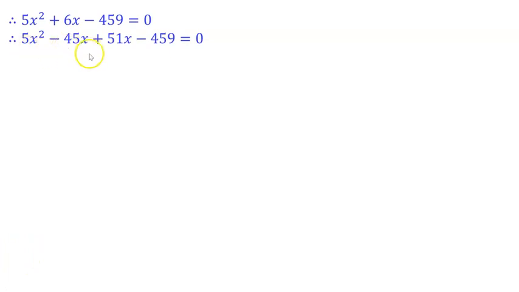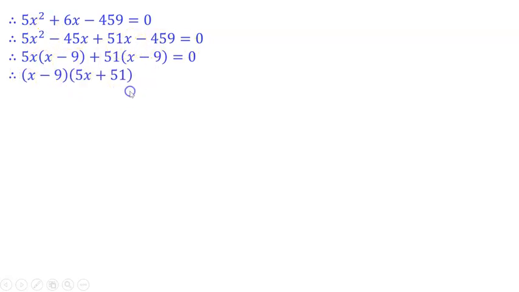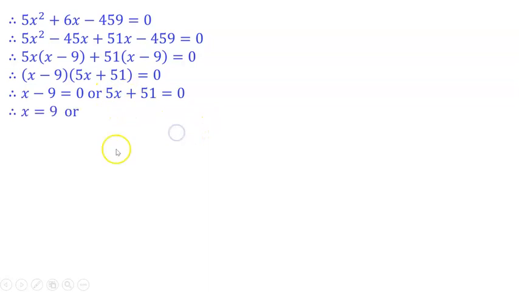Okay, take common from the first two: 5x common, then in bracket you will get here x minus 9. From the next two, 51 is taken common. Then in bracket you will get again common x minus 9 and the remaining terms in the next bracket, that is 5x plus 51 is equals to 0. x minus 9 is equals to 0 or 5x plus 51 is equals to 0. Okay, therefore x is equals to 9 or 5x is equals to minus 51.